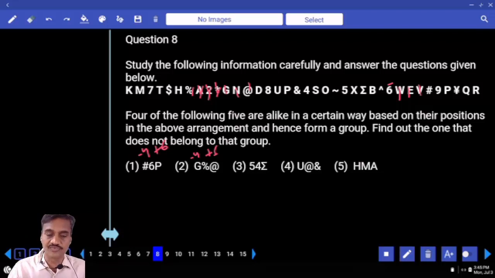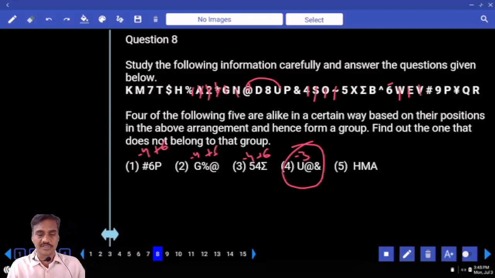Then in the first one, 5 and 4. Now between 5 and 4, 1, 2, 3, 4, minus 4, and 4 and sigma, and here it is plus. There is 1, 2, 3, 4 and U and at the rate of. Now U to at the rate of, here the difference is just minus 3. And so what is the odd one here? Choice 4 is the odd one, question number 8.